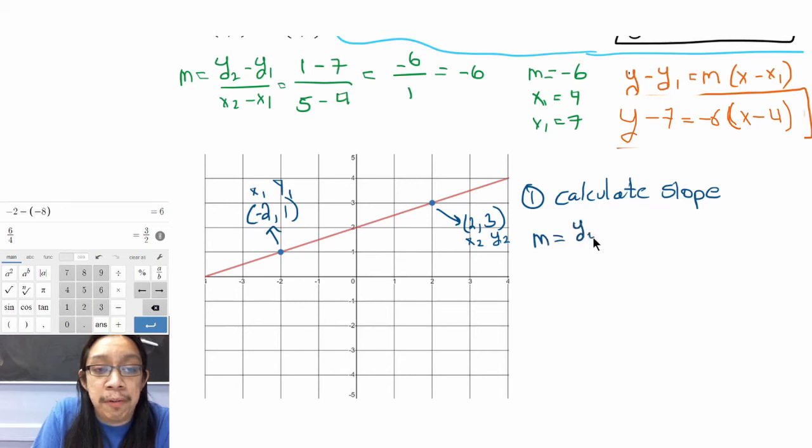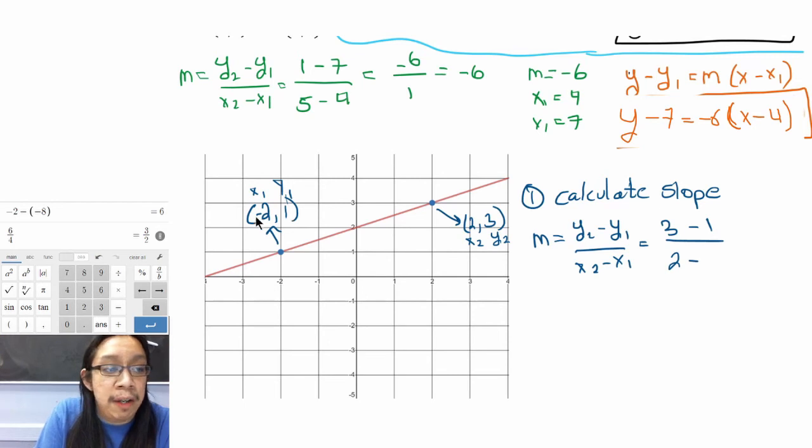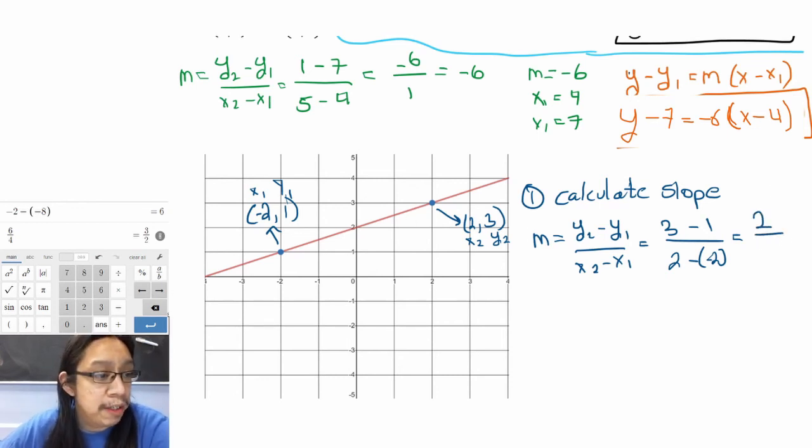So y2 minus y1 divided by x2 minus x1. So y2 is going to be 3 minus y1, which is 1, divided by x2, which is 2, minus x1, which is -2. So 3 minus 1 is going to be 2. Let's go ahead and put this into the calculator.